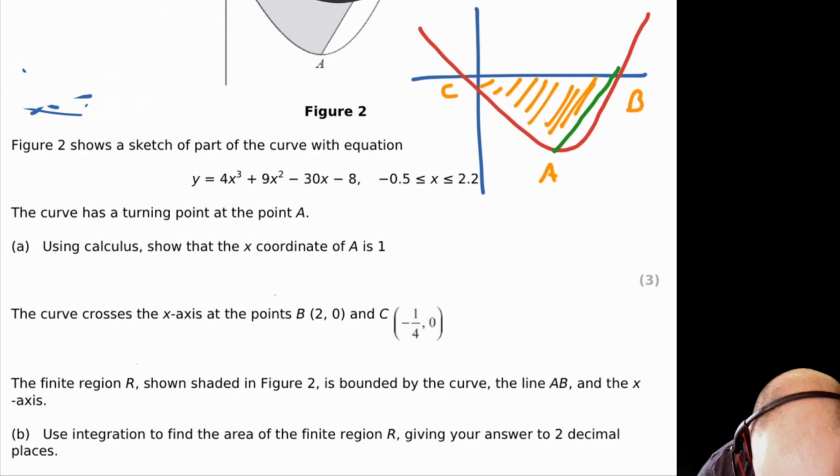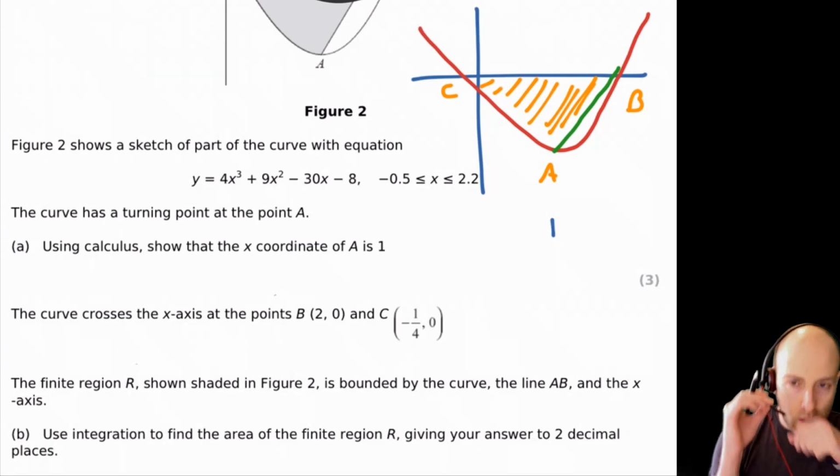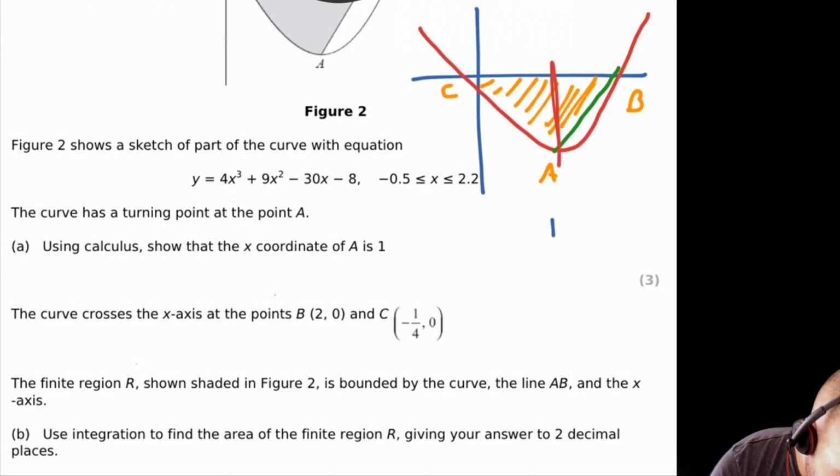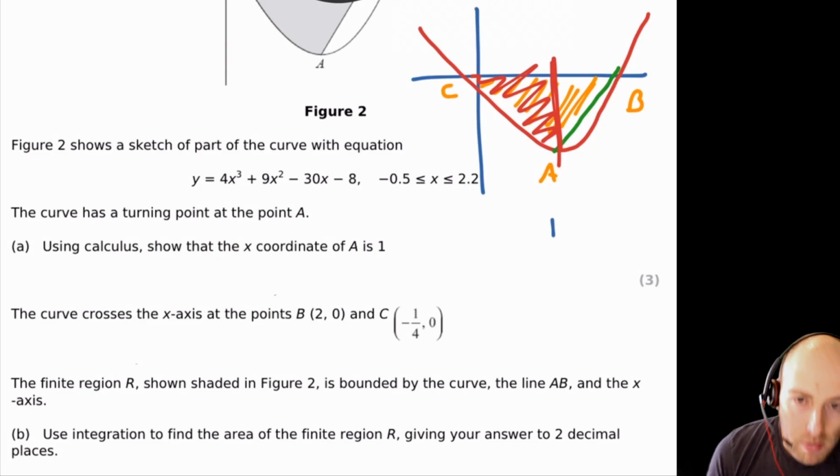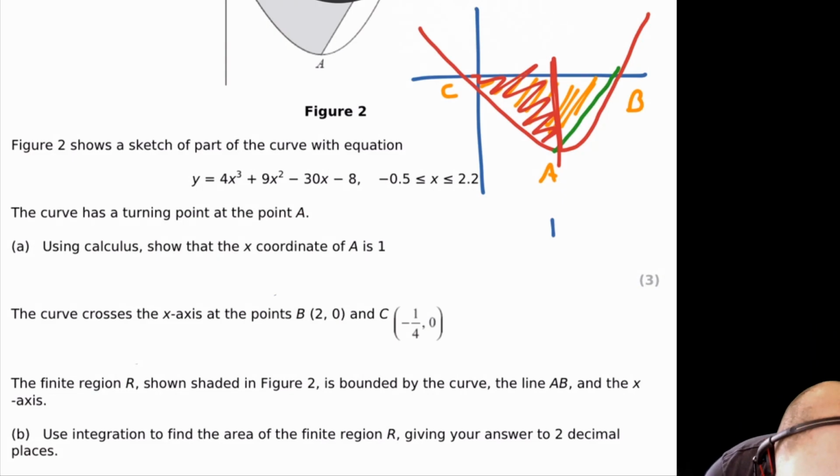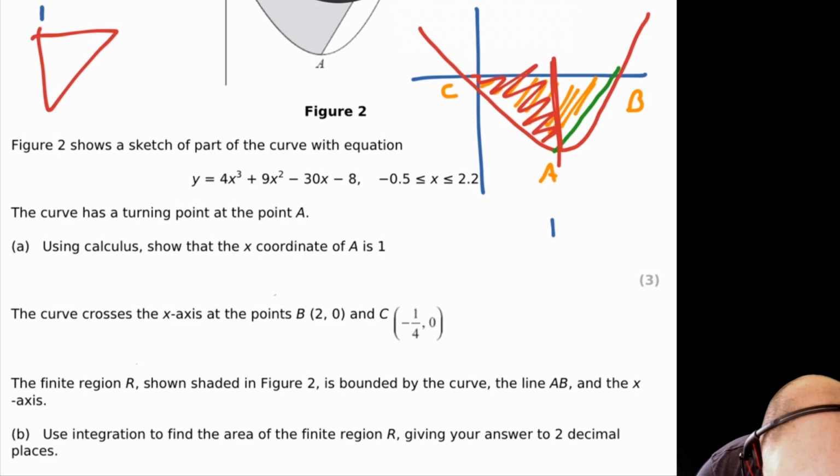Okay, so we know the point there is 1. What we need to do as a plan is find the area of this integral and add on the area of the triangle AB. So if we do the triangle first quickly, we know the x-coordinate here is 1. We can solve for where this crosses. So if I get out the calculator, we're going to solve that cubic. I type it all in: 4, 9, minus 30, and minus 8. And we get x is going to be 2 there.